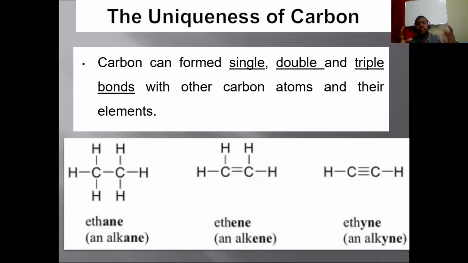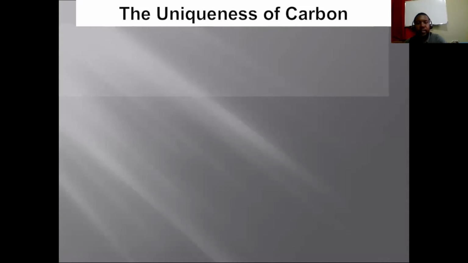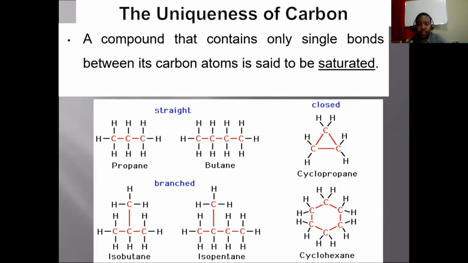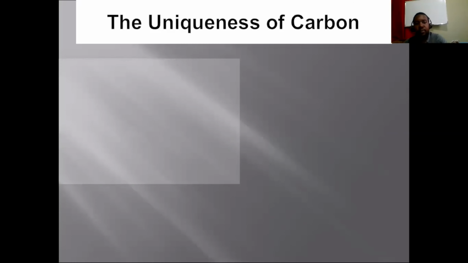So we know that carbon, since it requires 4 bonds to other elements, can form a single bond, a double bond, as well as a triple bond. These are cases where it will bond with itself in a single, double or triple bond manner. A compound that contains only single bonds between its carbon atoms is called a saturated compound. It's called saturated because it has the maximum number of hydrogens that it can hold. They can be branched, unbranched, or in a ring format as well.